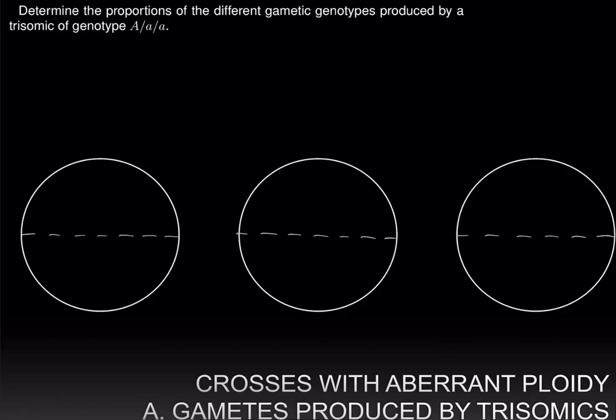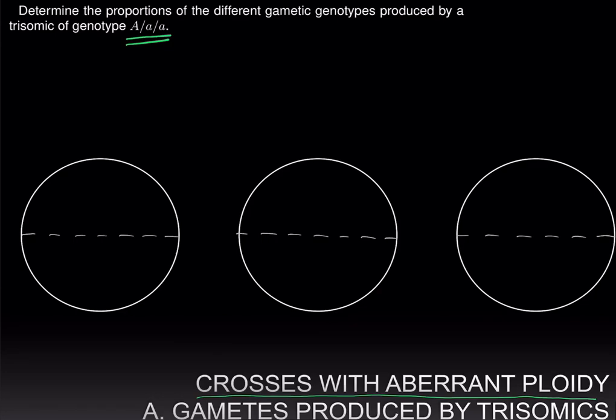How do we compute genotypic and phenotypic proportions in crosses where individuals have aberrant ploidy? Let's start by computing the proportions of different gametic genotypes in meiosis in a trisomic. We have a trisomic of genotype big A over little a.